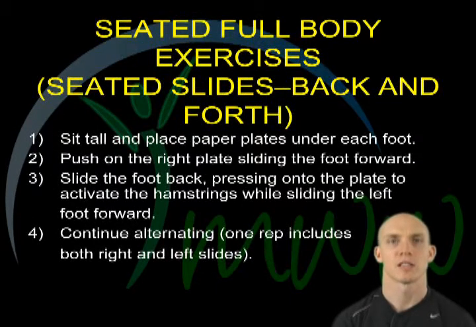Seated full body exercises. Seated slides back and forth. To do this exercise, sit tall using your abdominal muscles to keep your back straight. Place a paper plate under each foot. Then push your right foot onto the plate and slide the foot forward. After your foot is outstretched, slide the foot back, pressing it onto the plate to activate the hamstrings while sliding the left foot forward. Alternate these movements. 1 rep includes both right and left slides.